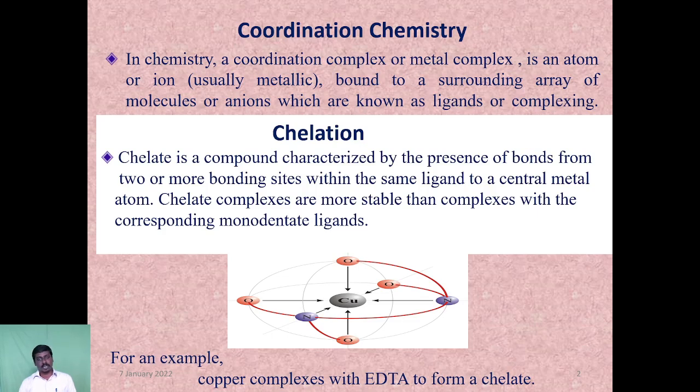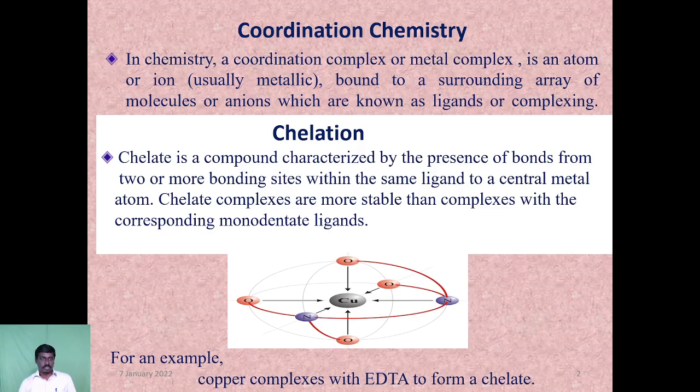A chelate is a compound characterized by the presence of bonds from two or more bonding sites within the same ligand to the central metal atom. Chelate complexes are more stable than complexes with the corresponding monodentate ligands. Ligands are classified as monodentate, bidentate, tridentate and tetradentate, going up to polydentate. In coordination chemistry, the valency is classified into primary valency and secondary valency.